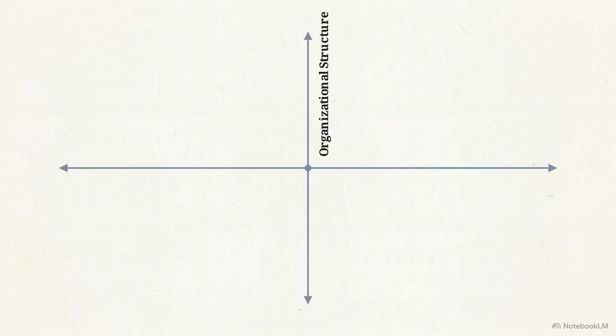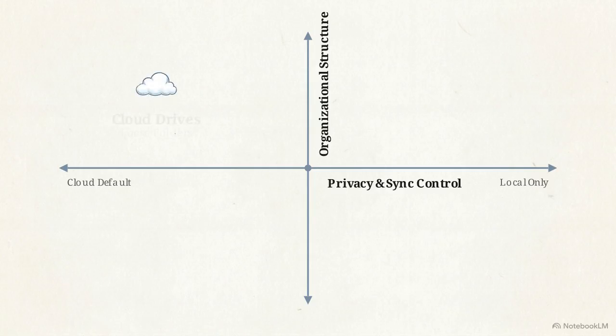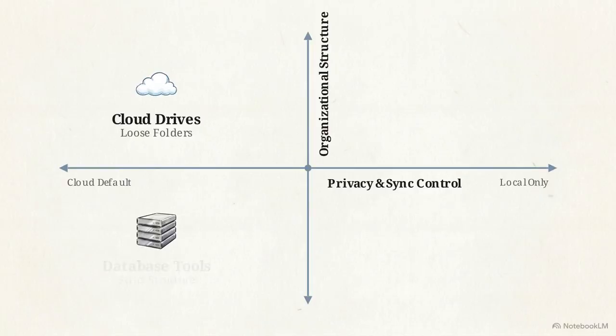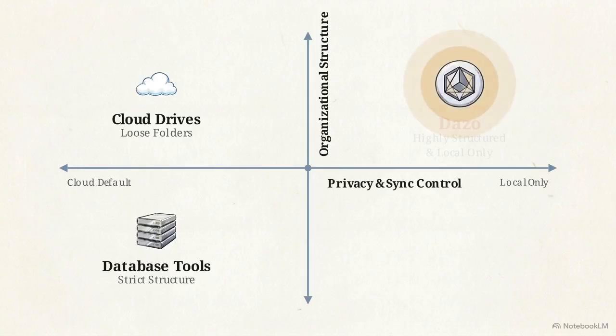Take a look at this quadrant chart. It plots organizational structure on the vertical axis against data privacy and sync control on the horizontal axis. Standard cloud drives sit up here in the top left. You get loose folders, but your data defaults to the cloud. Database tools sit in the bottom left. You get strict structure, but you're still tied to cloud default storage. DAZO aims for the top right. It combines highly structured workspaces with absolute local data control.